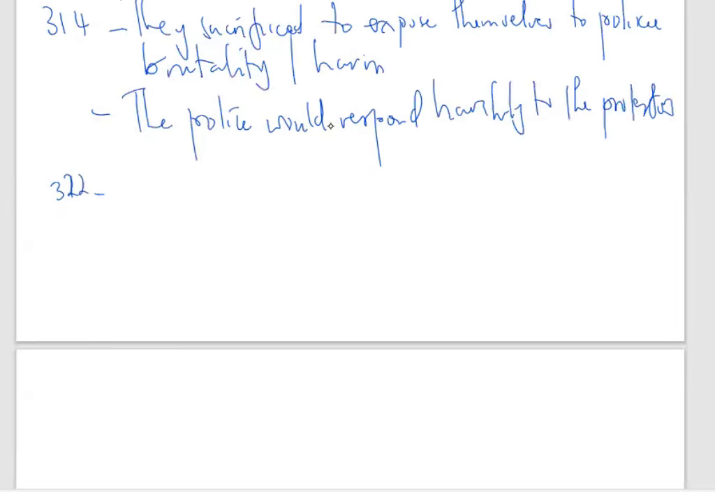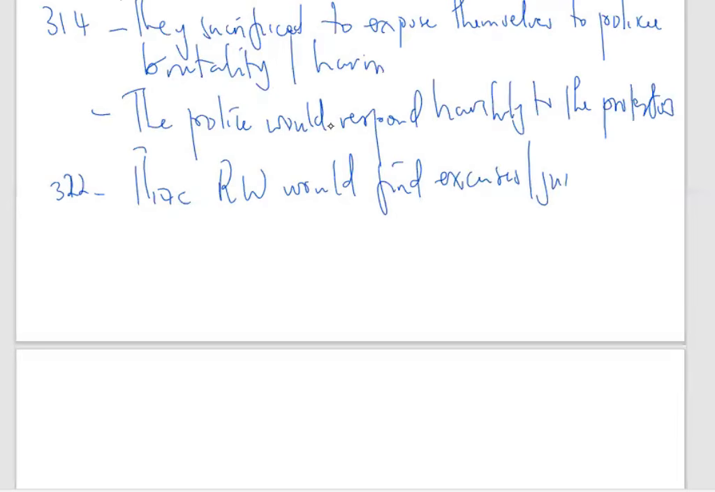One of the implications is the right wing would find excuses or would find justifications of using violence against protesters.